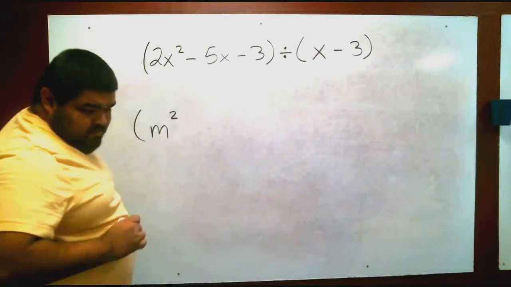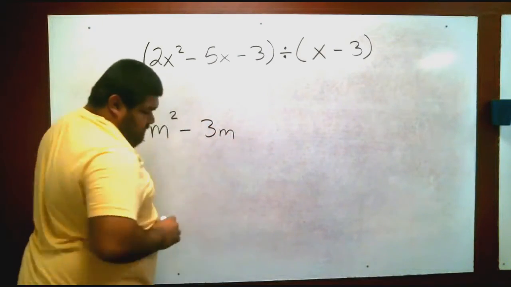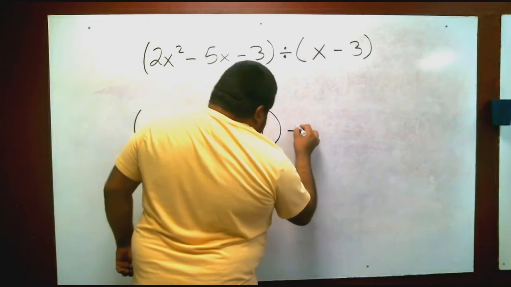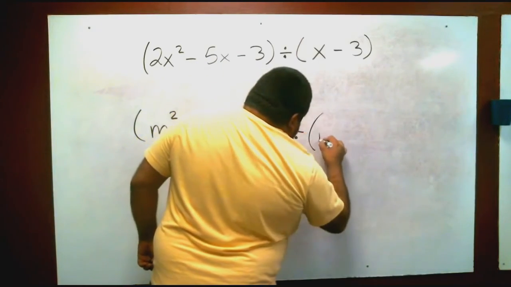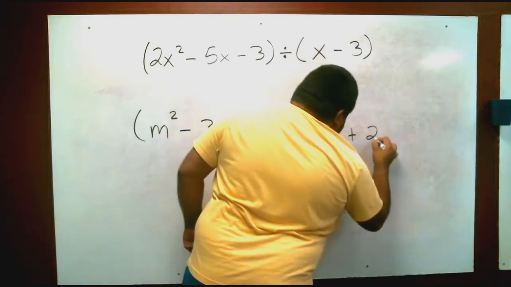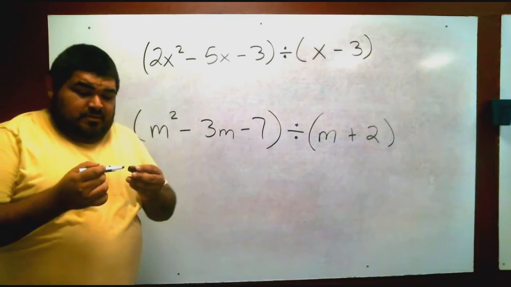M squared minus 3m minus 7 divided by m plus 2. Okay? So there's two problems on the board.